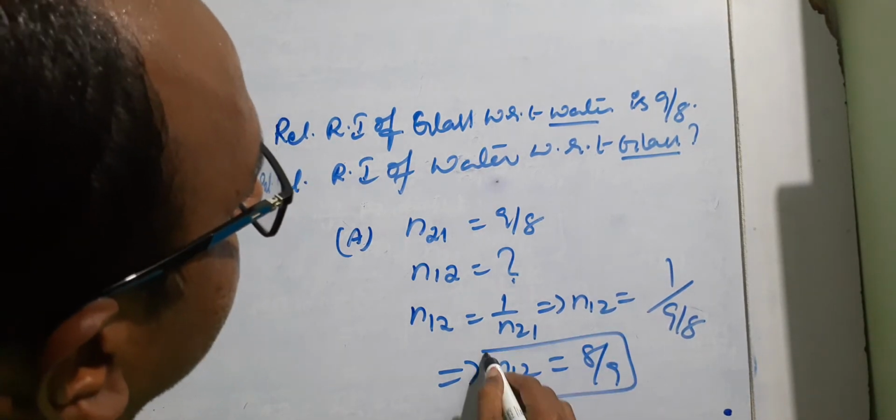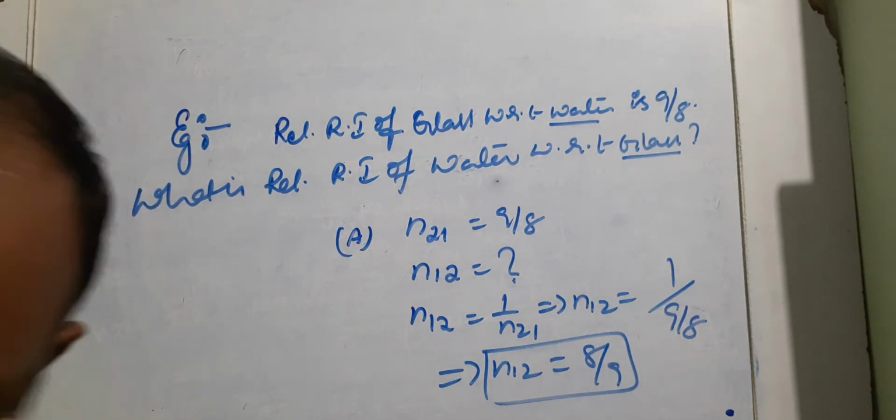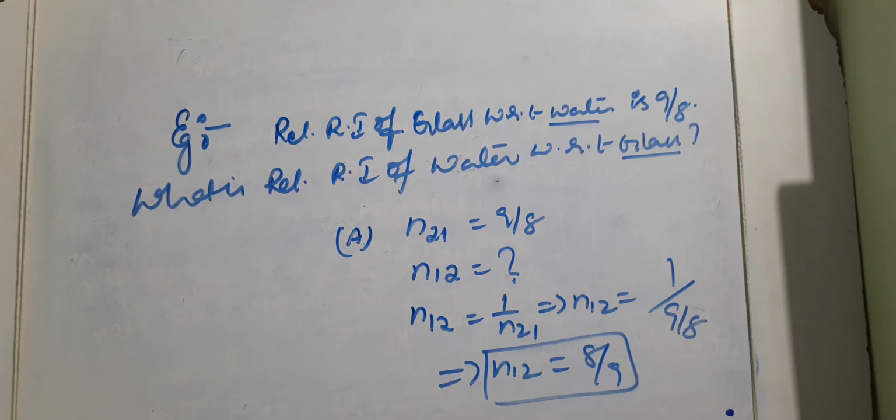So this is the way of finding the relative refractive index of second medium with respect to first medium, and the relative refractive index of first medium with respect to second medium. So that's all for this topic, students. You may have understood better.